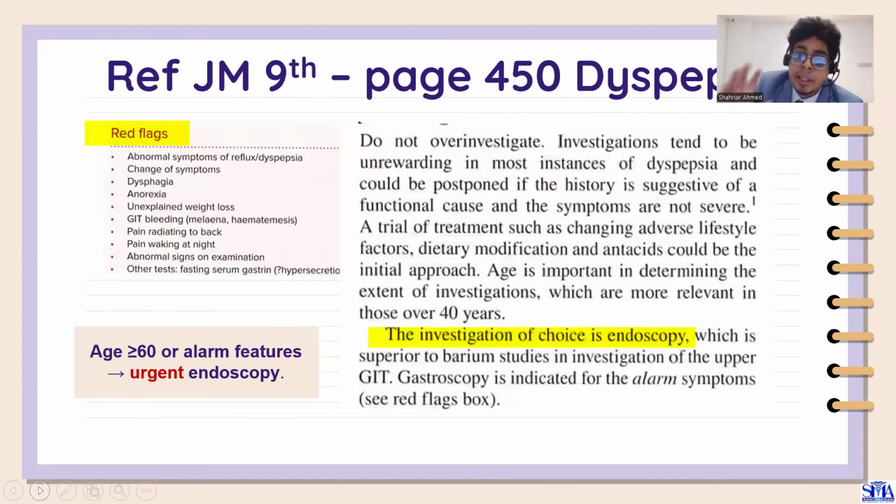Okay, so here is again the John Murtagh reference I'm showing you. Red flags, including the unexplained weight loss. Here is our finding. And if you see John Murtagh, the investigation of choice is endoscopy. From John Murtagh, page 450, on dyspepsia. So this is an alarming feature, and we're going for it.